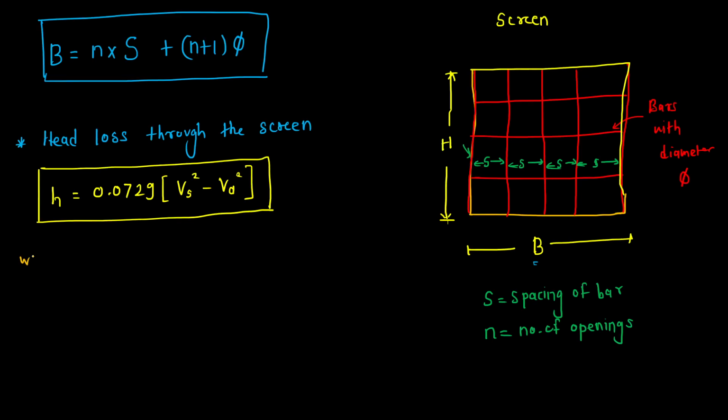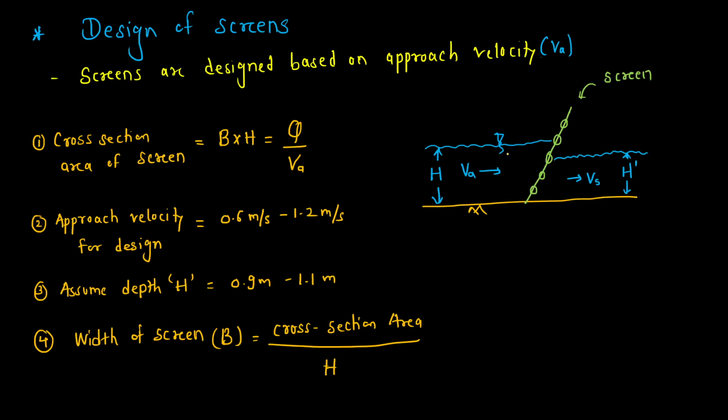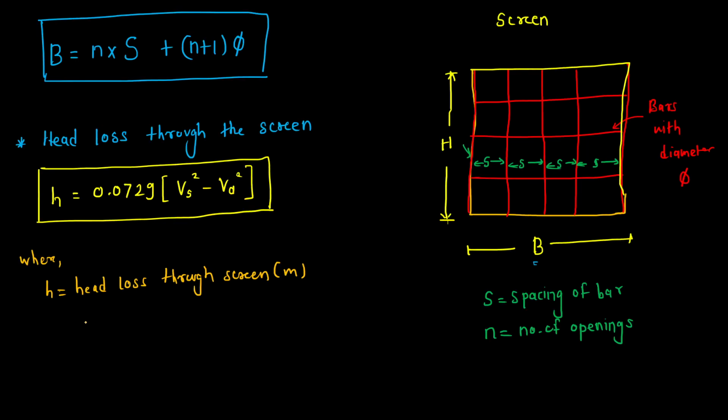Where h is the value of head loss through screen. This is in meter. So what is the head loss? You can see the initial head is H here and the final head is H dash. So the total head which was present initially is reduced now. The amount by which it is reduced is called head loss. So it is the small h value.